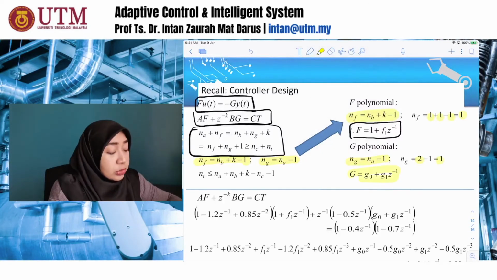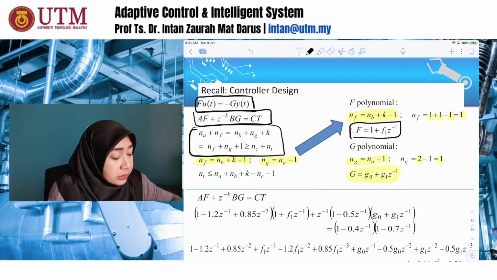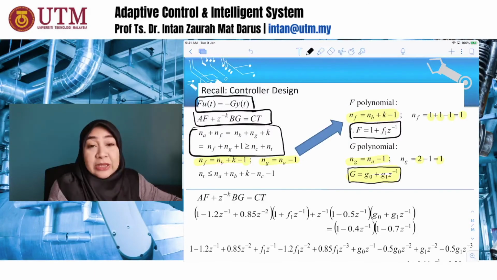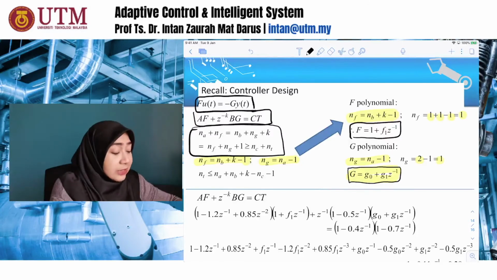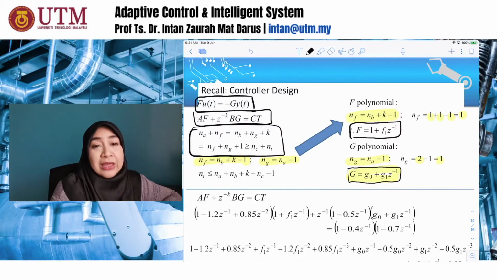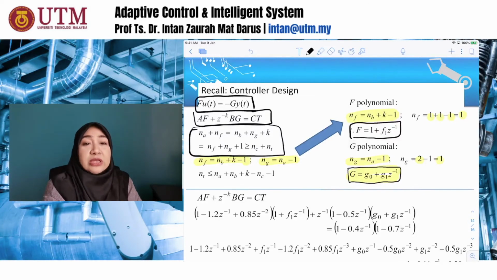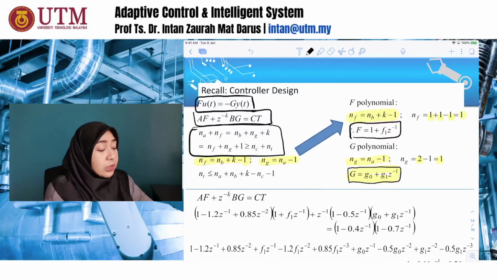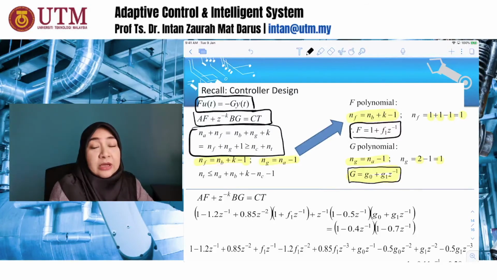So my polynomial G will be defined as this equation here. It is equal to g naught plus g1 z minus 1. We just put g naught there just in case it gives you a value. If it doesn't give you a value, then it's just going to be g1 z minus 1. So g naught we just put there to check if it's going to give you any value at all. All right, so this is polynomial G with model order 1.